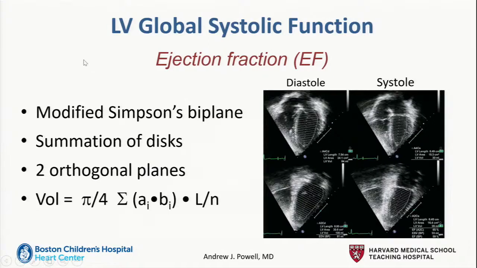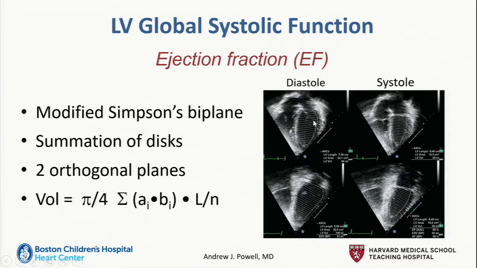So here's some examples of ways to measure ejection fraction. One approach is the modified Simpson's biplane approach. So here we have diastole, here we have systole, and for each of these, for both diastole and systole, we're going to measure things in 2 orthogonal planes. Here this is a 4-chamber, this is a 2-chamber view, and you put a contour around the edges of the ventricle, and the machine will put these little lines in there.